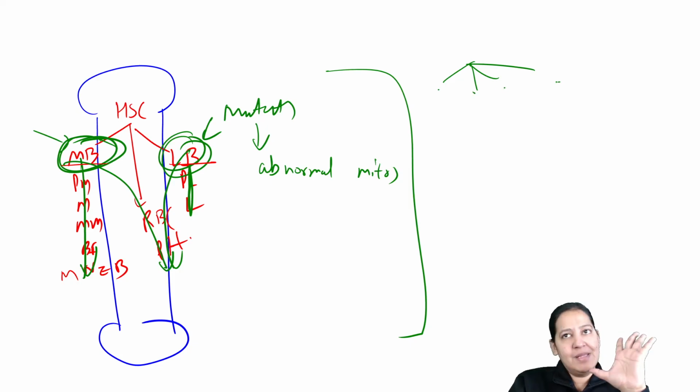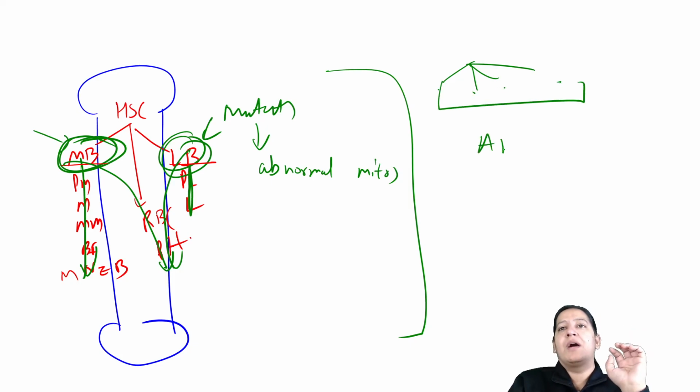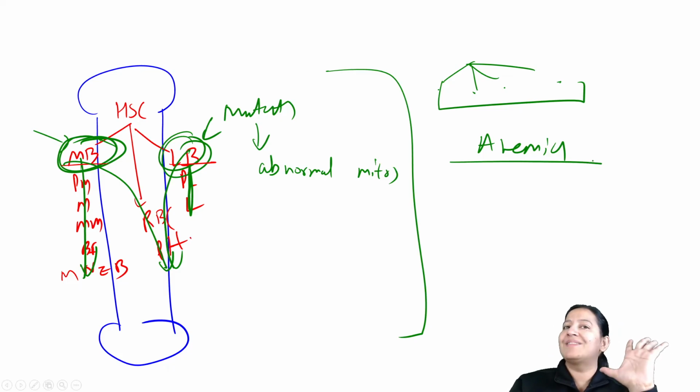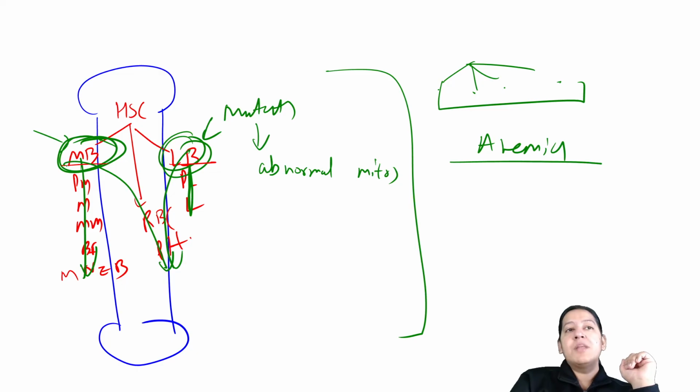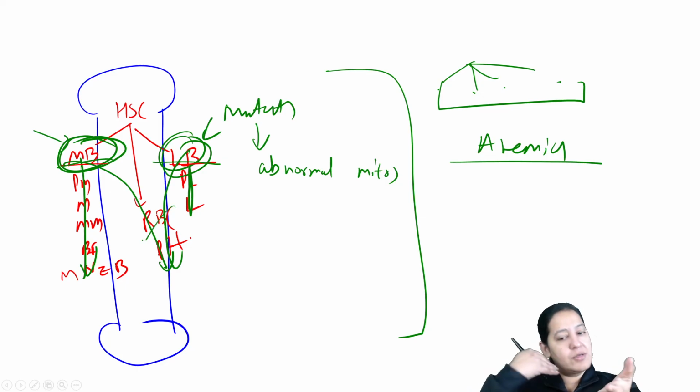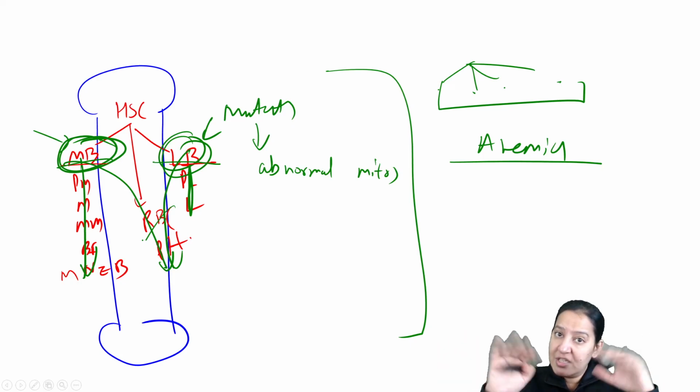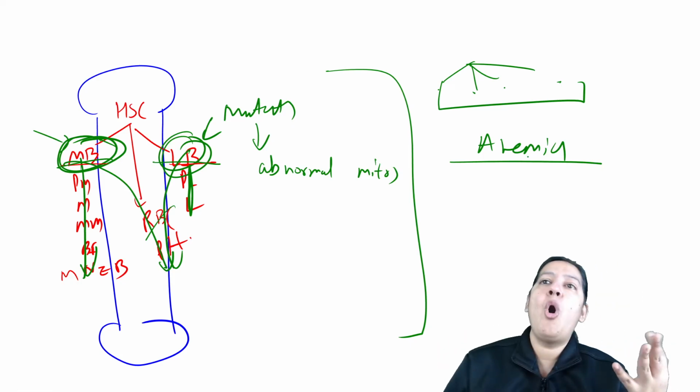AML, ALL, CML, CLL. All will result in anemia. So anemia is the clinical symptom of all leukemias. All the patients with leukemia will have anemia. The reason I have told you is because the myeloblast or lymphoblast will replace the RBCs. Because of uncontrolled mitosis, they just replace them, right? They just over-occupy them, right? So all will have anemia.